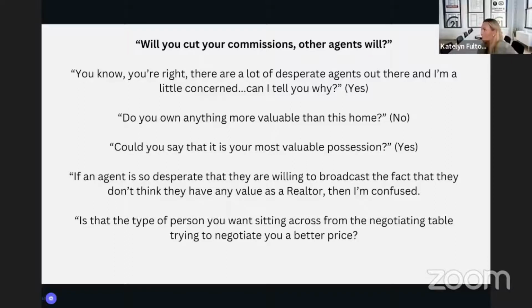If you learn those two, I think you're going to be able to overcome a lot of that resistance, because that's really what it boils down to: price and commission. You really have to be able to answer that, not like a script, but in your own words, and make it come out naturally, like, hey, do you have anything more valuable than your home? So be prepared to start with those, because they're going to fight you on price and on commission.